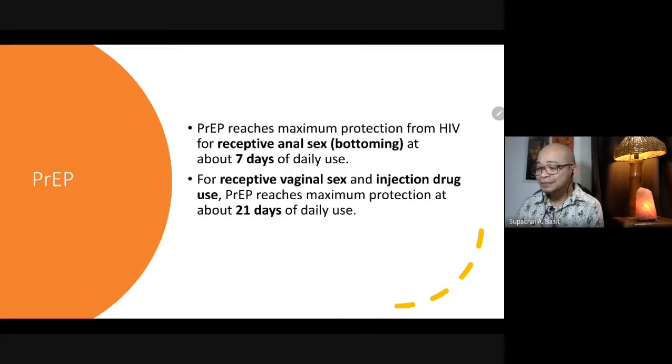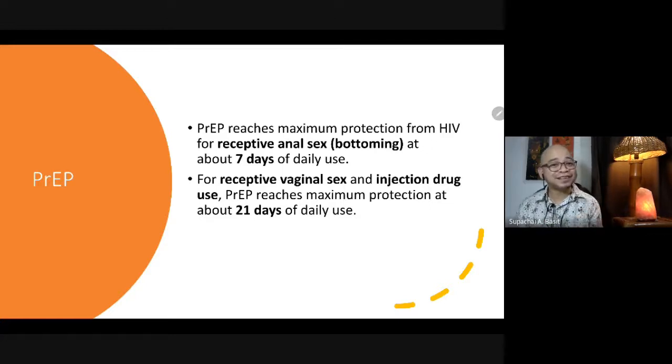So, PrEP reaches maximum protection from HIV for receptive anal sex, or yung tinatawag na botoning, sila yung nagpapapenetrate ng penis sa anus, after about 7 days of daily use. So, you cannot have unprotected anal sex kung ikaw yung receptive partner for 7 consecutive days even if you are on PrEP. No, sorry. You are protected for only 7 days during anal sex if you are on PrEP.